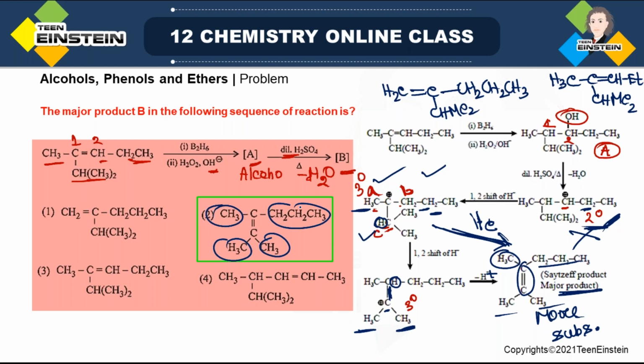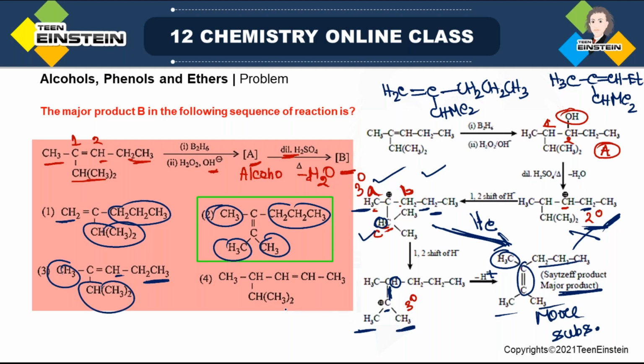So I can also suggest one thing, that is a trick you can say. Suppose you are in a hurry and do not have much time to write the mechanism, then directly look at the options. In the options, only option 2 is maximum substituted, total 4 alkyl groups. But if you look at option 1, there are 2 hydrogens and 2 alkyl groups. Then option 3, 2 alkyl groups on one side, and on the other side 1 hydrogen, 1 alkyl. That means 3 alkyl groups.